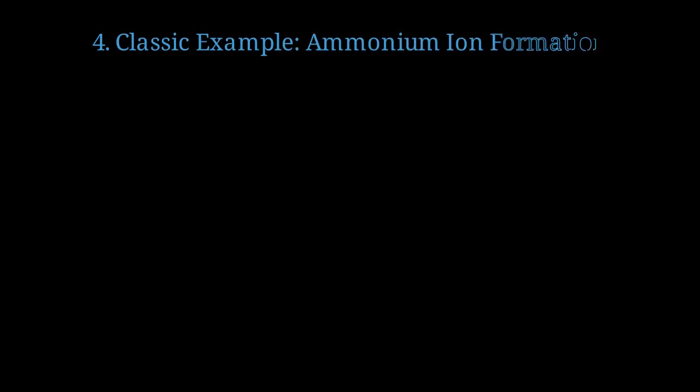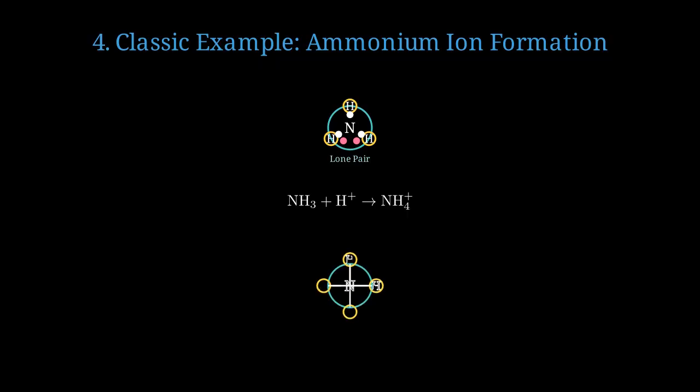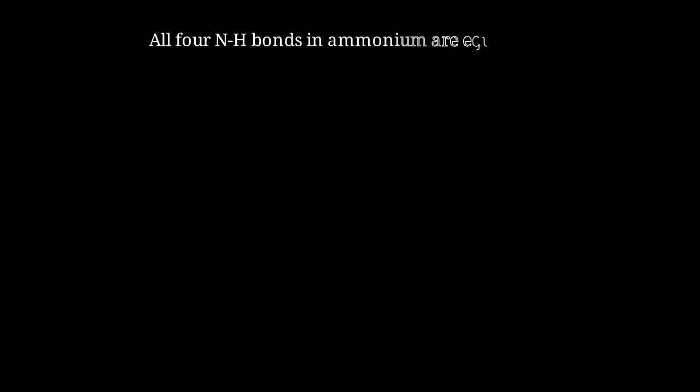Let's examine the formation of the ammonium ion as a classic example. Ammonia has a lone pair of electrons on the nitrogen atom and three hydrogen atoms bonded normally. When ammonia reacts with a hydrogen ion, the nitrogen's lone pair forms a coordinate bond with the empty orbital of the hydrogen ion. The result is the ammonium ion, where all four bonds appear identical even though one formed differently from the others. In the ammonium ion, all four nitrogen-hydrogen bonds are completely equivalent in every way, despite their different origins.